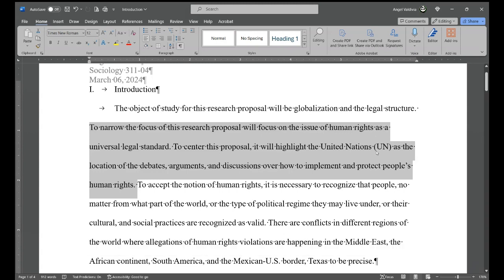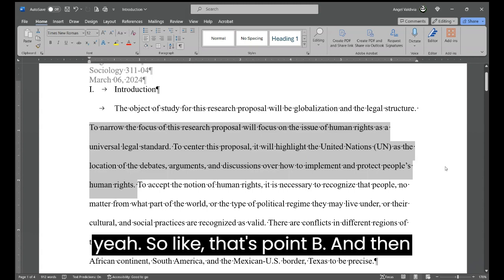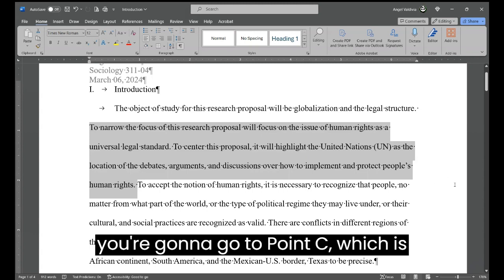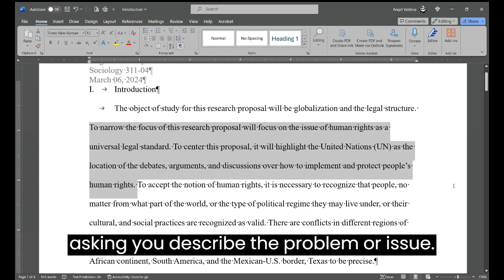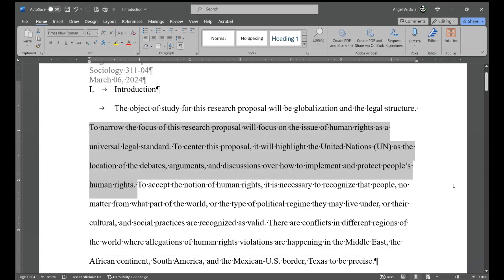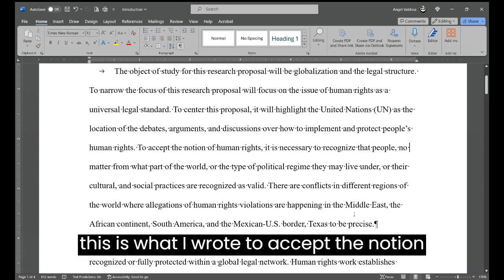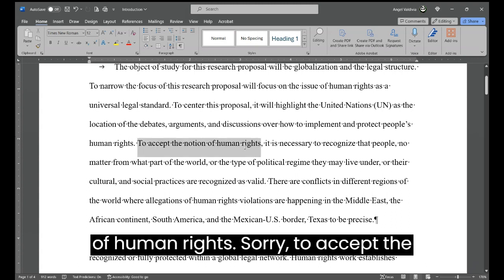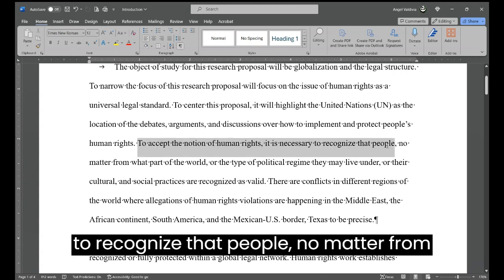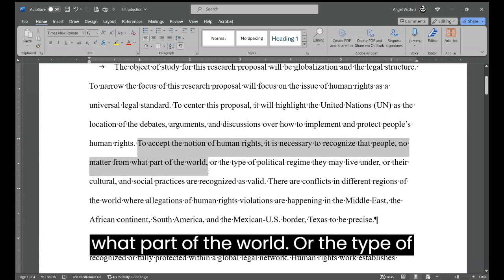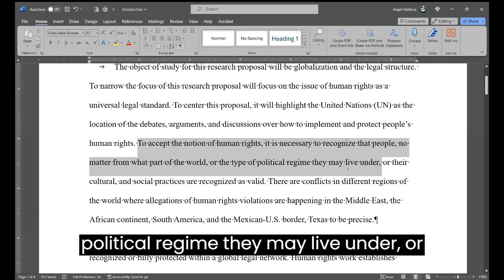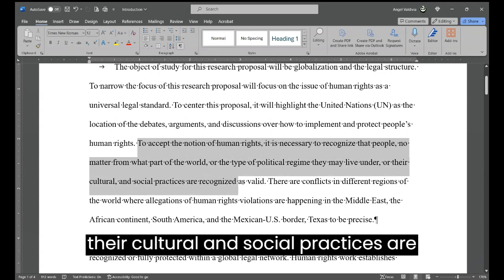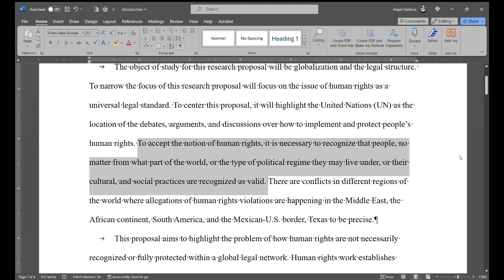Okay, so that's point B. And then you're going to go to point C, which asks you to describe the problem or issue that your research will address. So this is what I wrote: to accept the notion of human rights, it is necessary to recognize that people, no matter from what part of the world or the type of political regime they may live under, or their cultural and social practices, are recognized as valid.